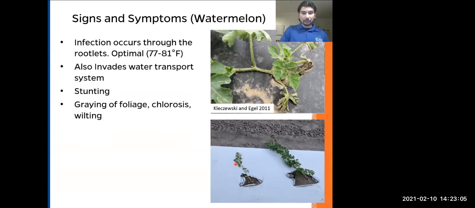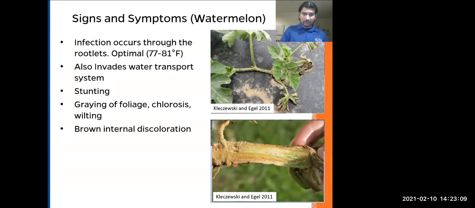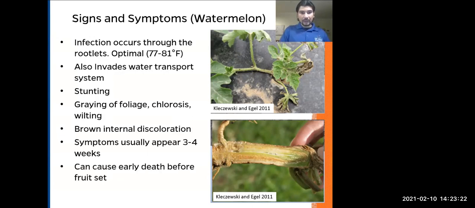You'll also get some gray in the foliage, chlorosis, and wilting like I mentioned. And of course, just like with FOL and any other Fusarium oxysporum that's a pathogen, we're going to get some brown internal discoloration as they invade the xylem tissue. Symptoms usually appear in 3 to 4 weeks and can cause early death before fruit set.